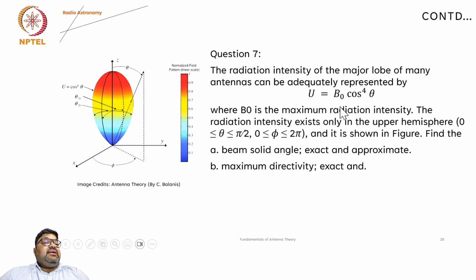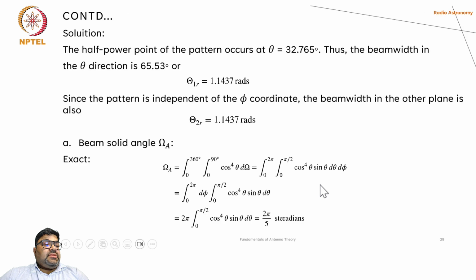Next question, we have a radiation intensity given by U as B naught, which is the maximum value, times cosine to the power 4 theta. The radiation intensity exists only in the upper hemisphere, so theta is from 0 to pi by 2 and phi is 0 to 2 pi. It is also shown in this figure. Find the beam solid angle, exact and approximate, and the maximum directivity, exact and approximate. The half power point of the pattern occurs at theta equal to 32.765 degrees. How do we do that?